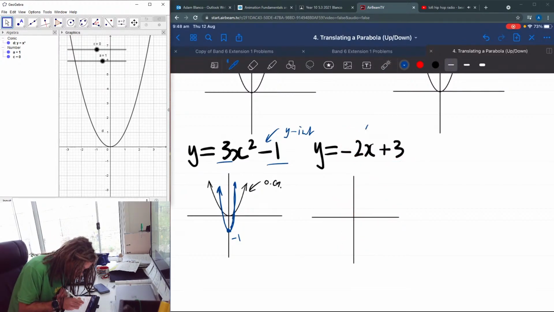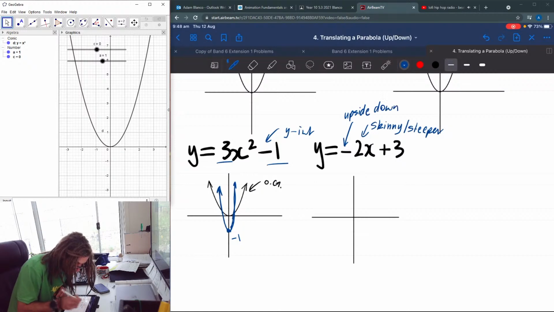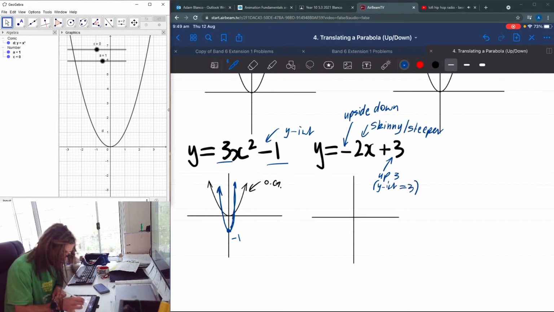So let's go through that. That's going to be skinny / steeper. You know how else you want to think about that. That tells me it's going to be upside down. And that tells me it's going to be up 3, or have a y-intercept of 3. So y-intercept at 3, I always draw that first. So that's going to be 3.